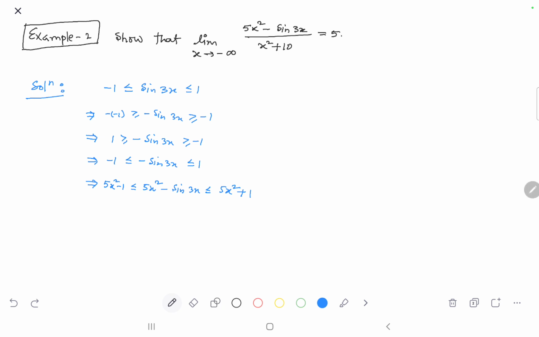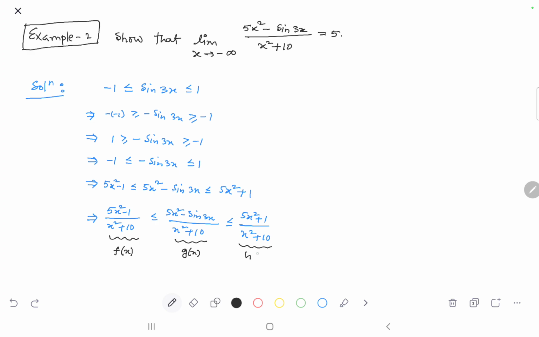Yeah, it's fine. Okay, both sides we divide by x square plus 10. That is a positive quantity, so we can do it. So 5x square minus sine of 3x divided by x square plus 10 is less than or equal to 5x square plus 1 divided by x square plus 10. So this is your f(x). You can think this is g(x), and this is h(x). No need to write f(x), g(x), h(x). Just evaluate the right hand side and left hand side limits, and check they are equal. Okay, Mayan.